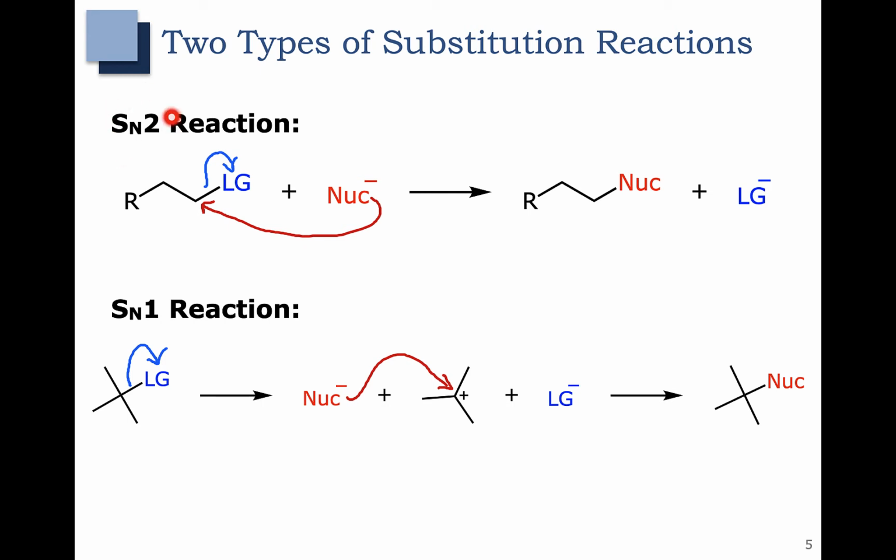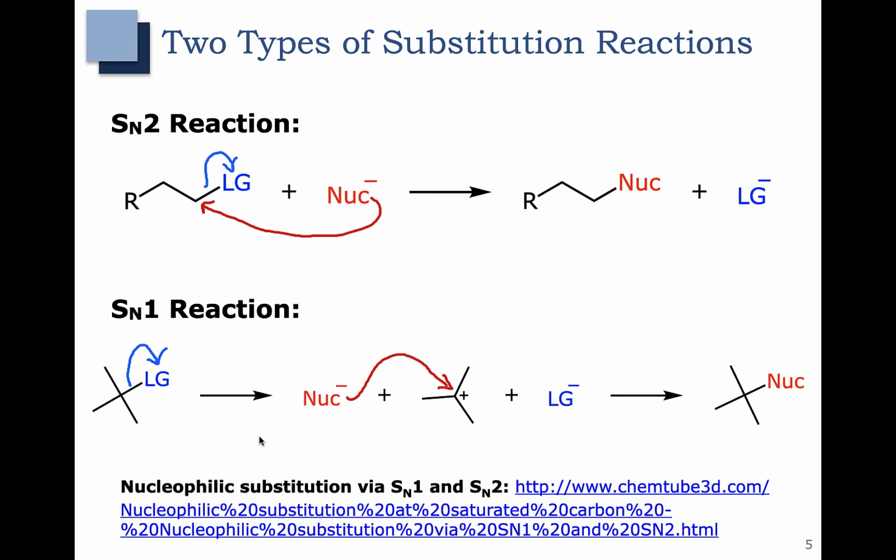In SN2, the S stands for substitution, the N is nucleophilic, and the 2 is for bimolecular, meaning that two molecules are involved. 1, 2. The SN1 reaction, however, is unimolecular. Only one molecule is involved. Even though the overall effect of these reactions is the same, nucleophile replaces leaving group, the mechanism is very different.